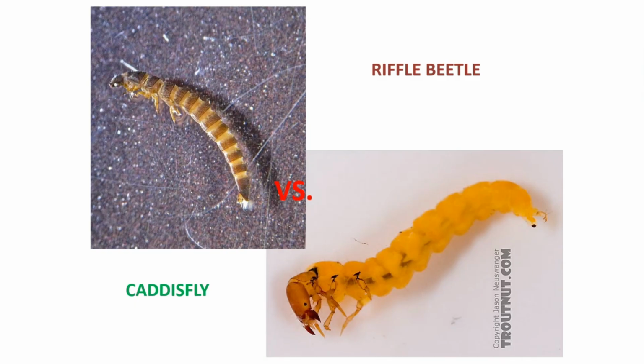On the bottom right, we have a caddisfly. You can see that hardened bit on the head, that first thoracic segment, and then fleshy the rest of the way. The caddisfly has the pair of prolegs at the end of the body, each with a hook. And the riffle beetle has an operculum that might open to show gills. So riffle beetle on the left, caddisfly on the right. Nice.